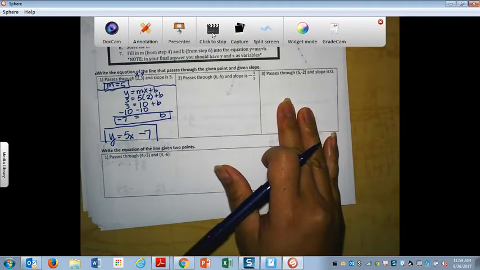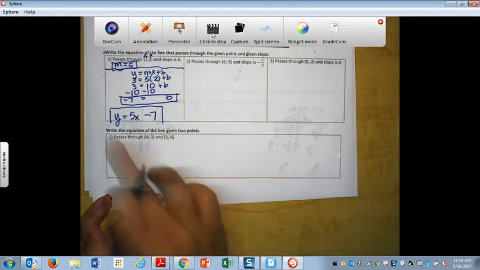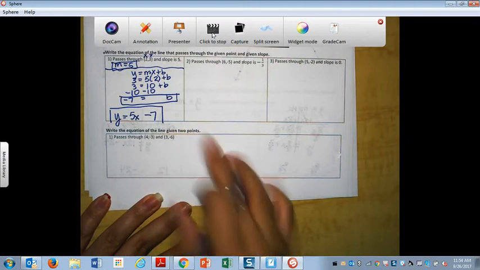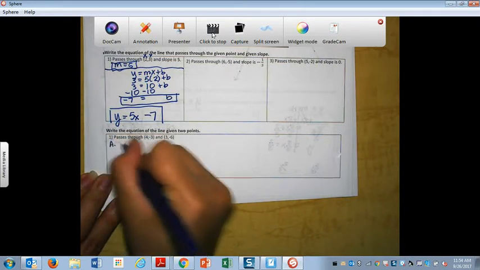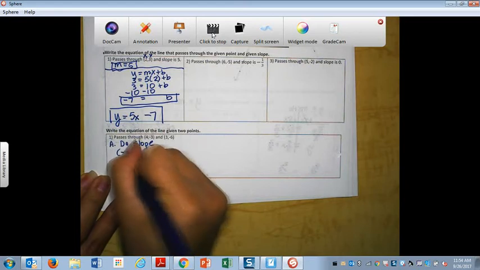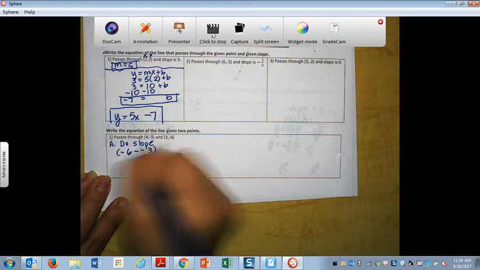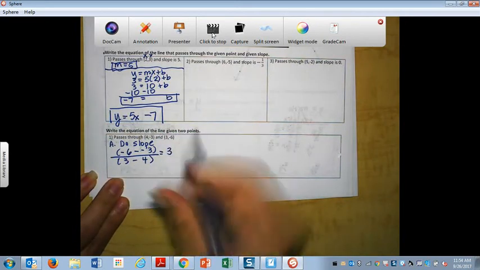So now, here's another algebra review for you. Write the equation of the line given 2 points. It passes through (4, negative 3) and (3, negative 6). So step A, do slope. You're going to do negative 6 minus negative 3 over 3 minus 4. Put that in your calculator, press math, enter, enter. I'm going to get 3.